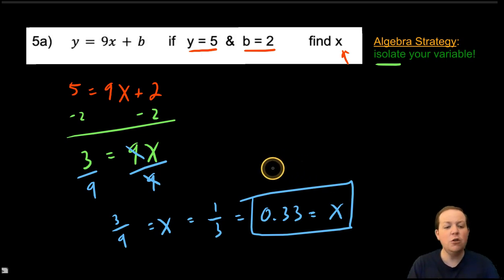Hopefully that was helpful, looking over some different types of math problems and reminding yourself of the algebra steps that we need, because again, these are the kinds of problems that we're going to see in our physics class.